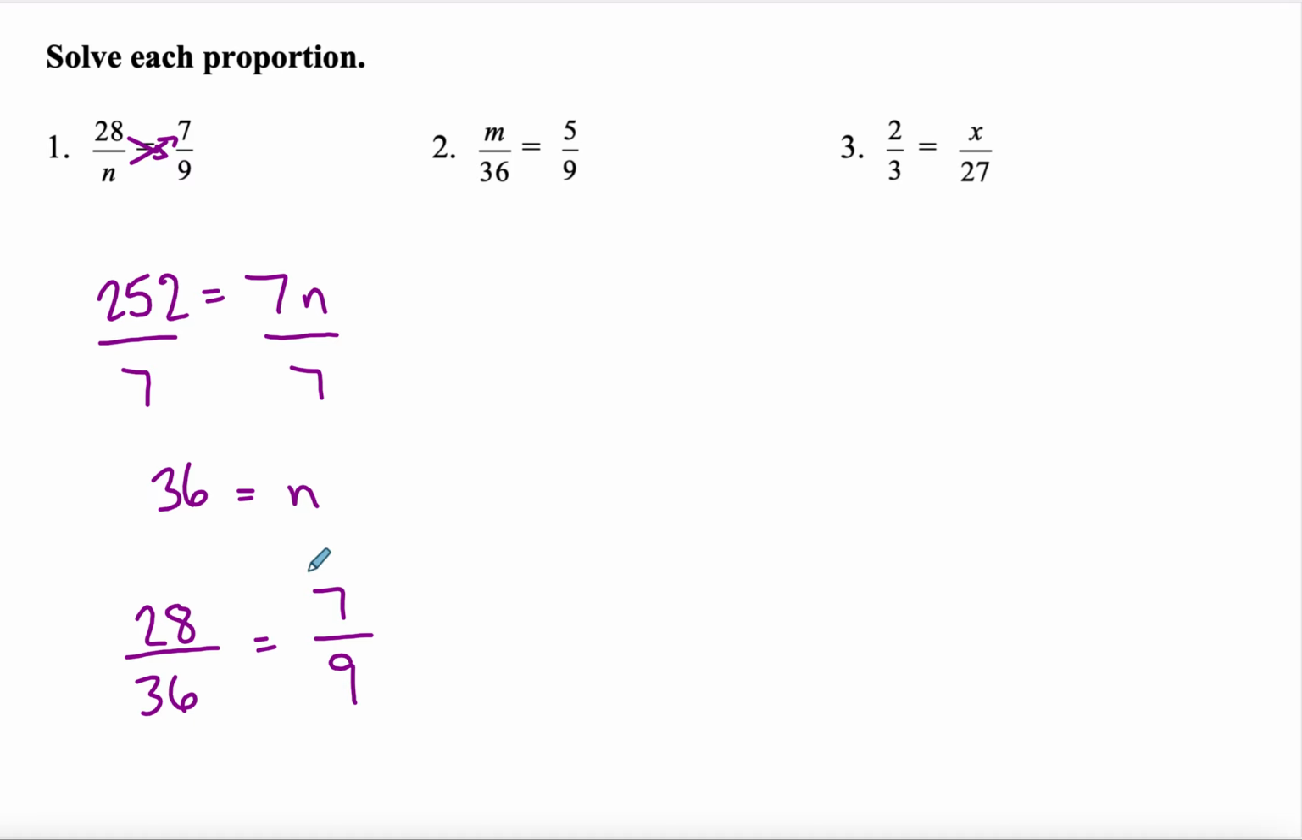And you can kind of see this, right? 7 times what is 28? 7 times 4 is 28. 9 times what is 36? 9 times 4 is 36. When scaled or multiplied by the same number, we get to the resulting fraction.